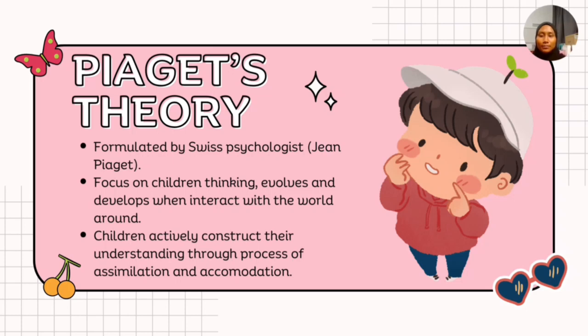So Piaget's theory of cognitive development is a well-known and influential theory in the field of developmental psychology. Jean Piaget, a Swiss psychologist, proposed this theory to explain how children develop intellectually and how their thinking processes evolve as they interact with the world around them. The theory is based on the idea that children actively construct their understanding of the world through a dynamic process that involves assimilation and accommodation.